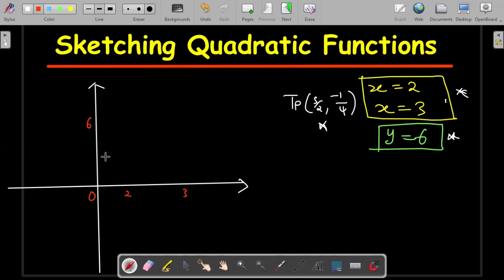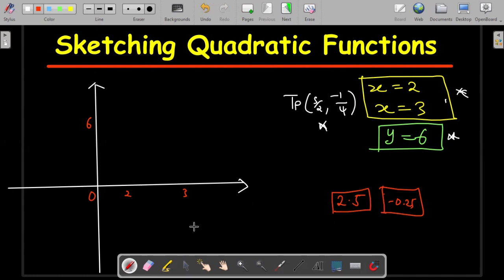And then the turning point is 5 over 2. What is 5 over 2? 5 over 2 is 2.5. And then minus 1 over 4, what is that now? Minus 1 over 4 is minus 0.25. I forgot the minus. So you check on your calculator, this one and this one. So this is our turning point.